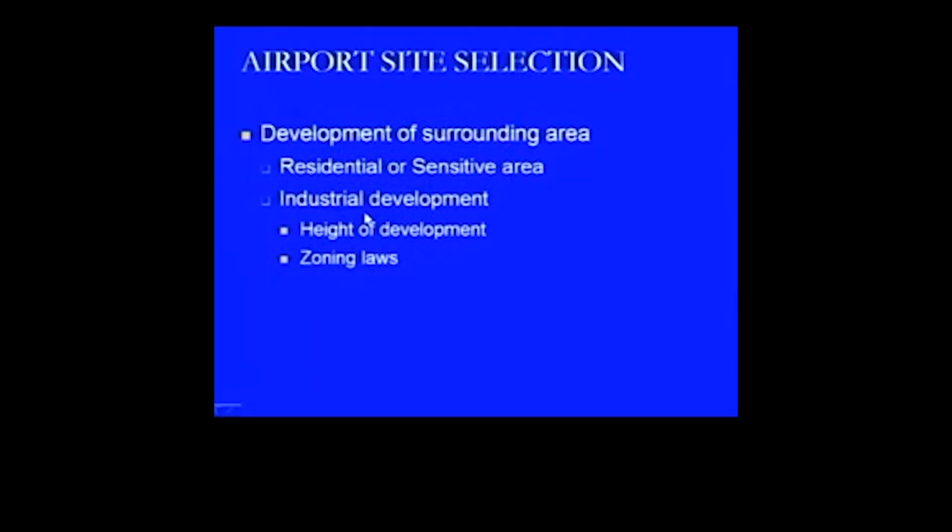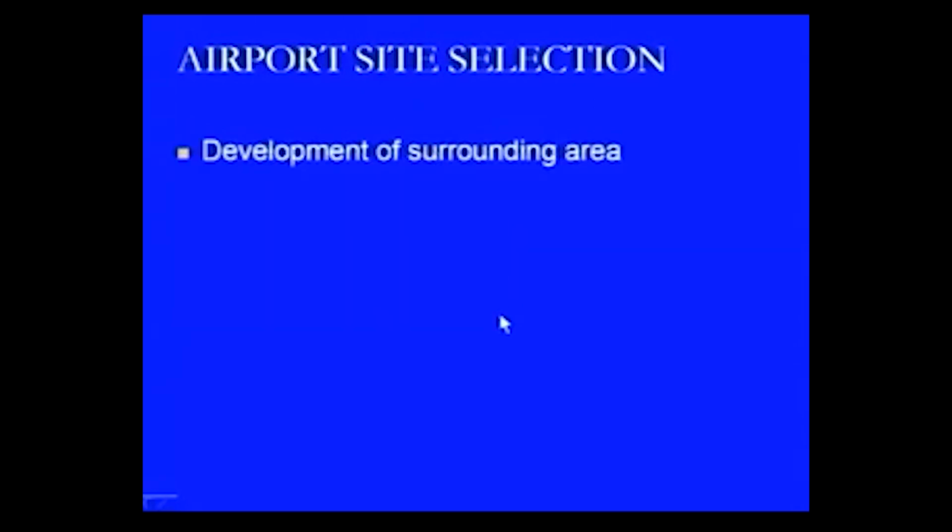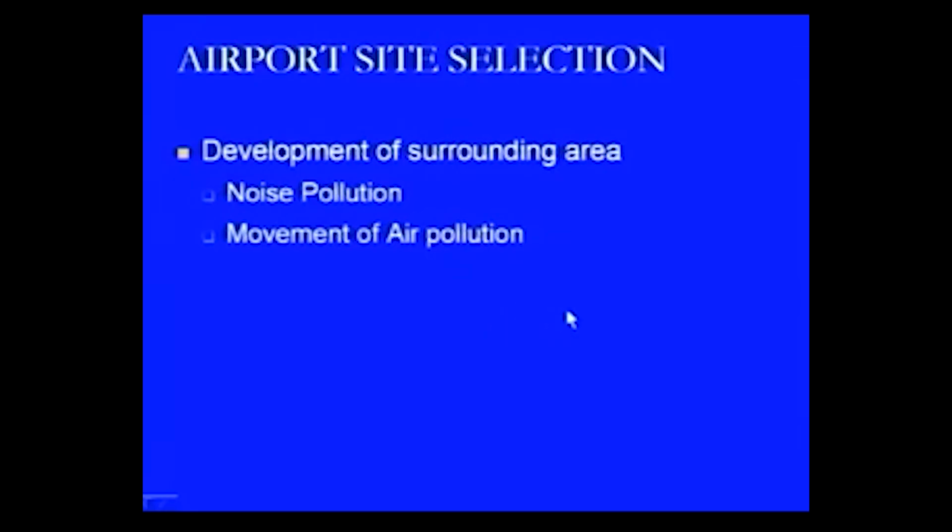Similarly, if we look at the development which is industrial in nature, then we have to look at two aspects. One is the height of development, another one is the zoning laws which need to be provided so as to control this type of development. Otherwise, they will come into the flight path of the aircraft, and then this is another safety problem. Further, this development of the area may also cause, as I have just discussed, noise pollution. It may also create a problem in terms of the movement of air pollution, because whatever pollution is there on the side of the development, with the air it may move towards the airport.